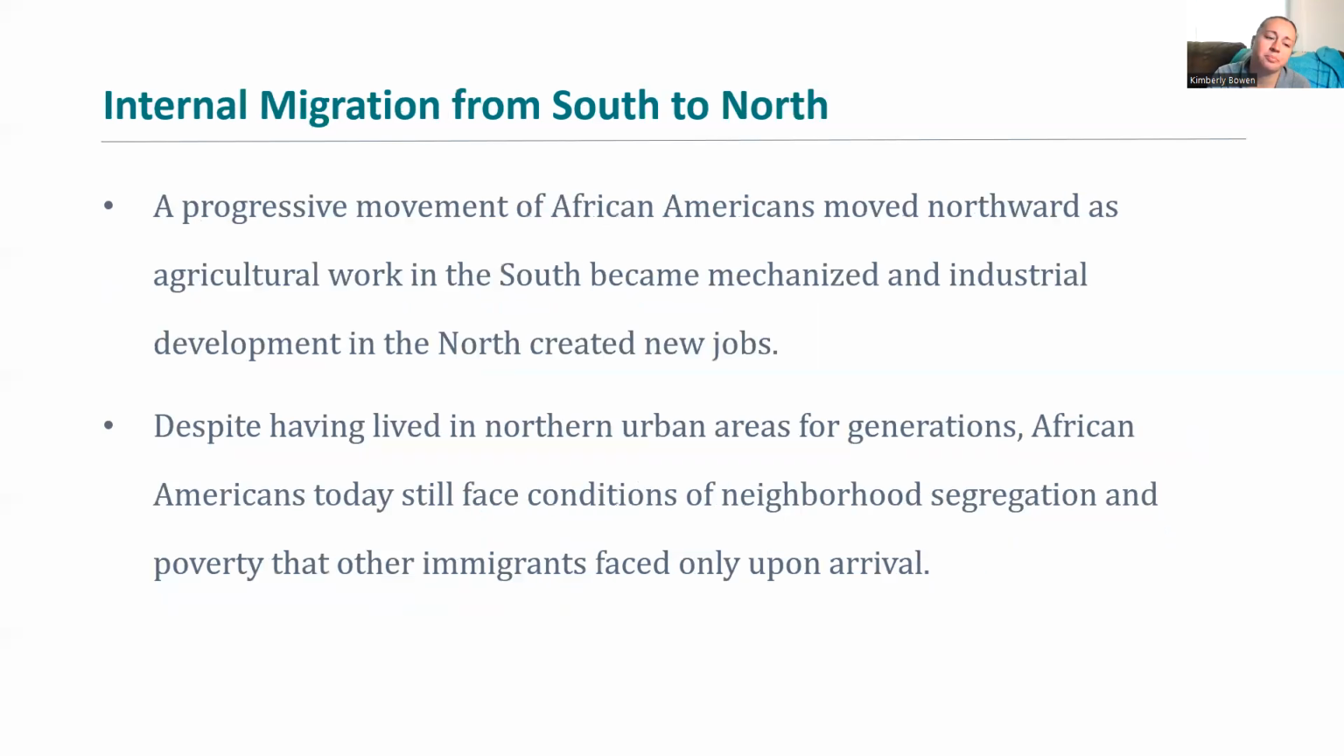A progressive movement of African Americans moved northward as agricultural work in the South became mechanized and industrialized. Development in the North created new jobs. Despite having lived in northern urban areas for generations, African Americans today still face conditions of neighborhood segregation and poverty that other immigrants faced upon arrival.